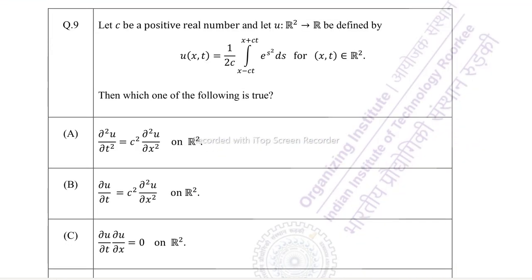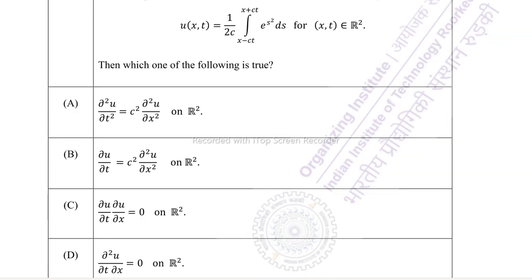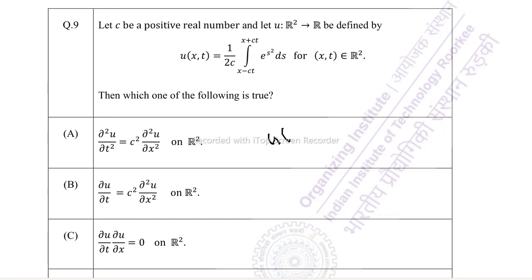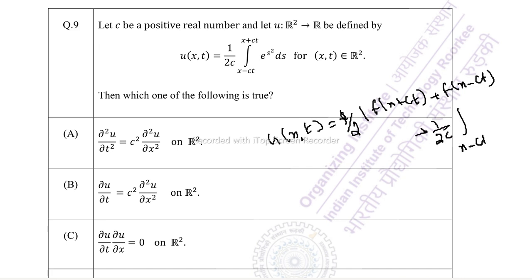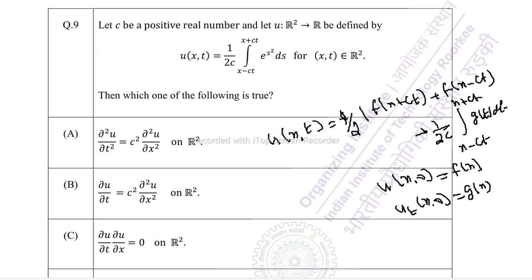Now the next one is a wave equation. If you study differential equations, the solution of the wave equation is called d'Alembert's principle. The general solution is u of x comma t equals 1 by 2 times [f of x plus ct plus f of x minus ct] plus 1 by 2c times the integral from x minus ct to x plus ct of g of s ds, where u of x comma 0 is f of x, and the time derivative at the initial time gives g of x. So this is the one dimensional wave equation.